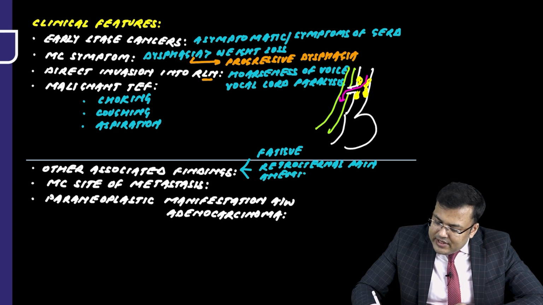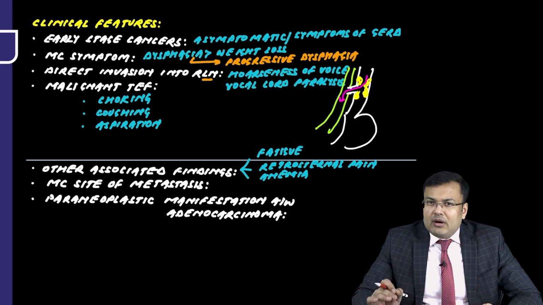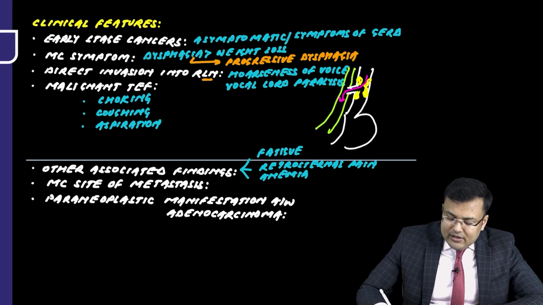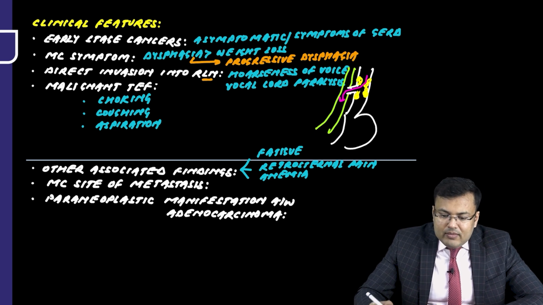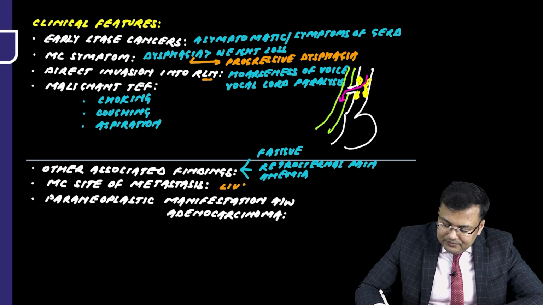Now tell me, what is the most common site of metastasis? You know that in GI malignancies, the most common site of metastasis is the liver. So here also, the most common site of metastasis is the liver, followed by lung, followed by bone. So how to remember? LLB: liver, lung, bone.